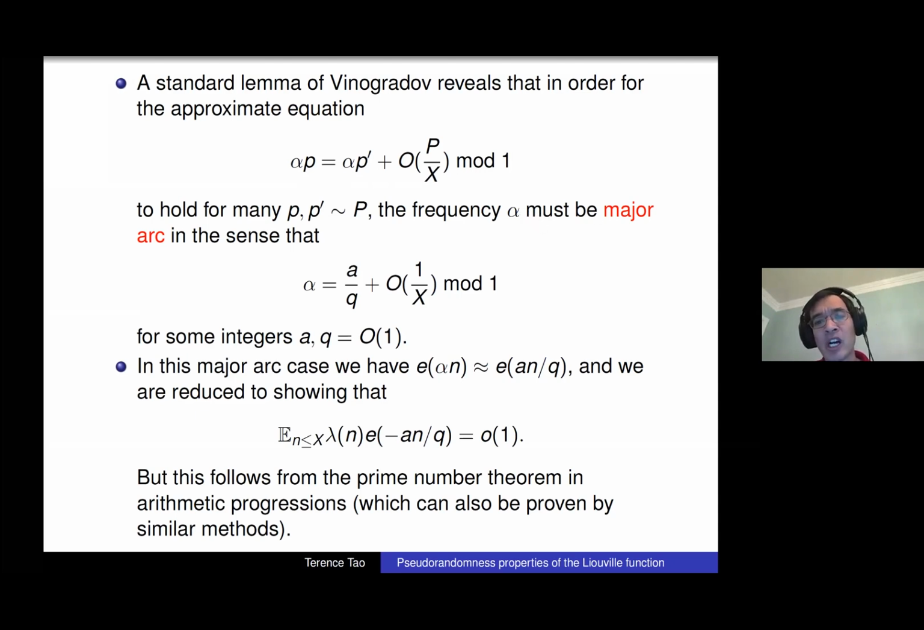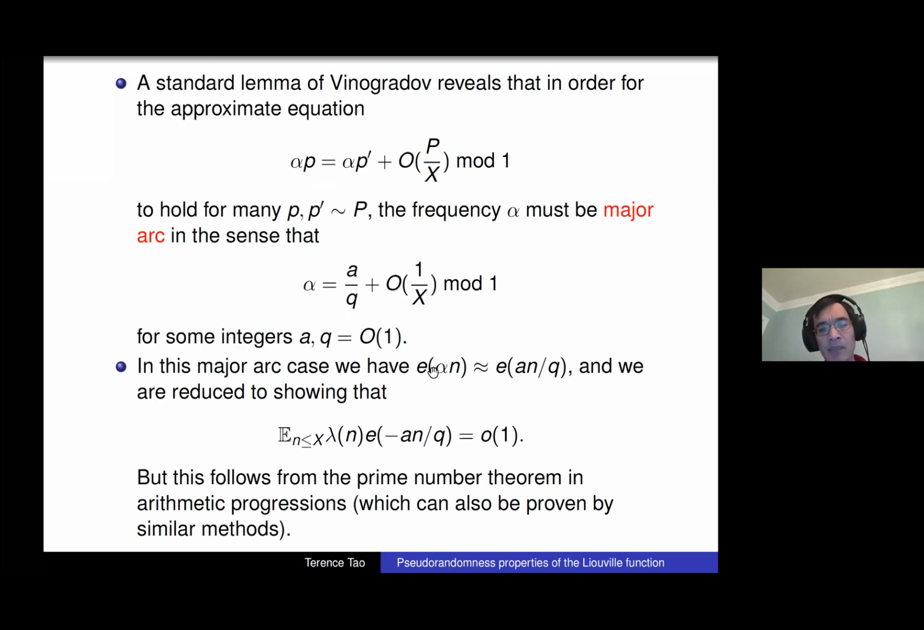If alpha is what's called major arc, which means that alpha is almost a rational A over Q, where A and Q are very small, bounded numbers, like if A over Q is close to 1/2 or 2/3, plus an error which is very, very small. So there's a lemma which basically takes this equation and morally divides by p, and you can get rid of the p and just control alpha. Normally you can't do that because mod 1 would get in the way, but if this is true for all or many primes p and p prime, you can, in some sense, divide by p. So alpha is then very, very close to A over Q.